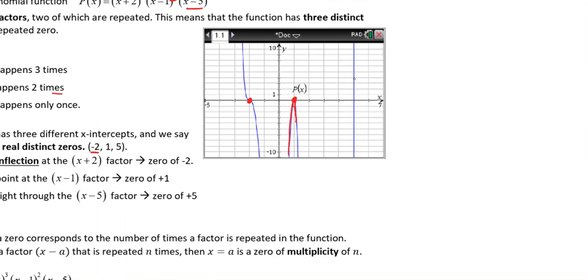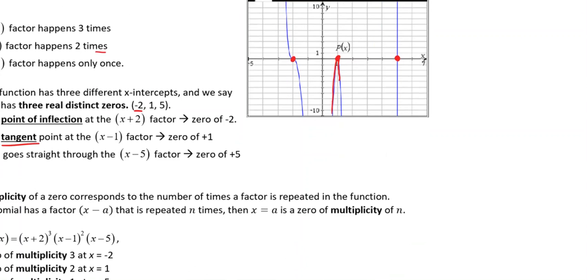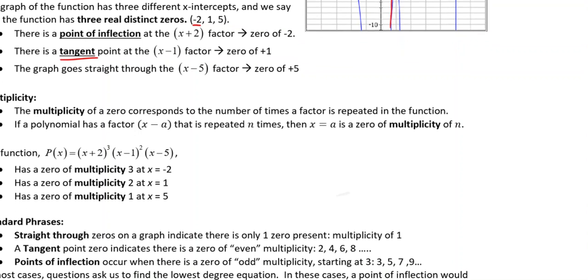And then the last one, the x minus 5, only happens once. In this example, this looks like it's going straight up and down, but this is just the other part of the graph. And this would just go straight through. That's really it. Those are the 3 situations. If there's no exponent, it's going to go straight through. If there's an odd exponent, it's going to be a point of inflection. And if there's an even exponent, it's going to kick back. It's going to be a tangent point. Okay, that's the new thing.